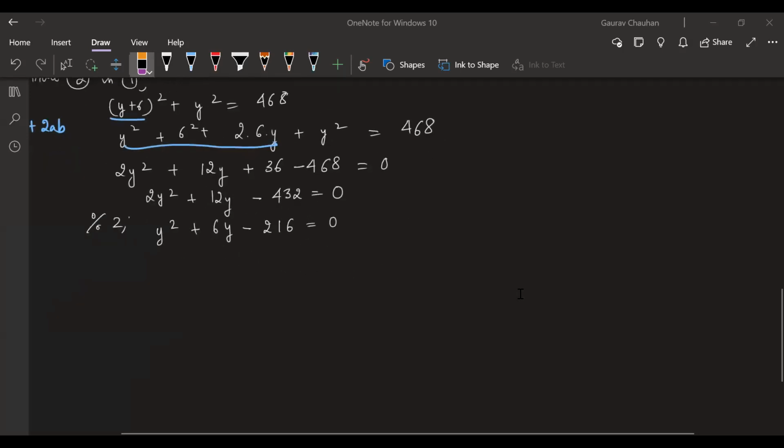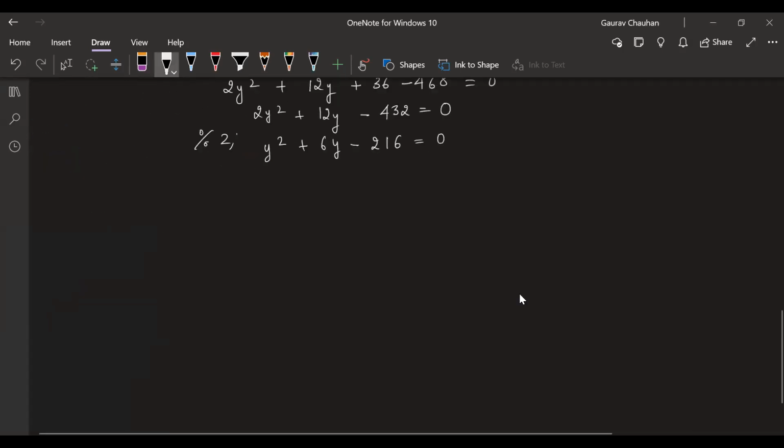And to solve this equation, you can use the quadratic formula, or you can use splitting the middle term. 216, I know this is minus 216. I know 216 is 36 into 6. I know this because it is 6 cube. Am I right though? 6 cube, no? 36 into 6, 6, 6, 36, 6. Yeah, I'm correct. 216 is 6 cube. I know that. So I get it 36 into 6. So I can write it as 6 into 6 into 6.